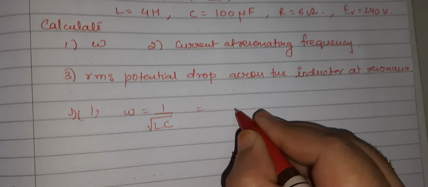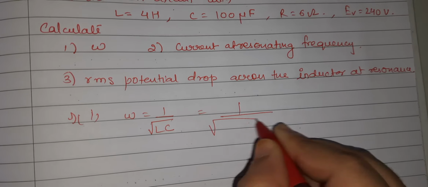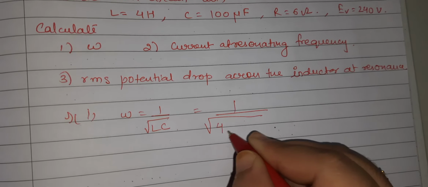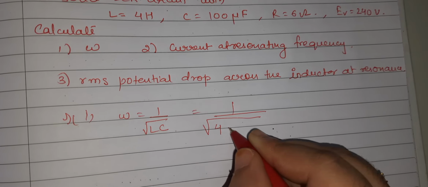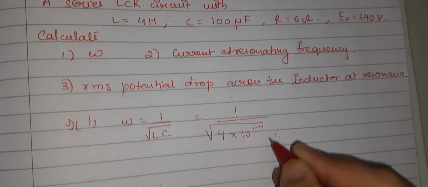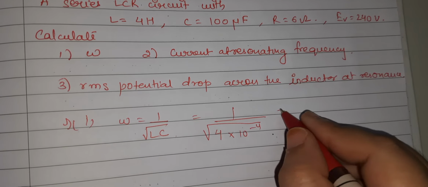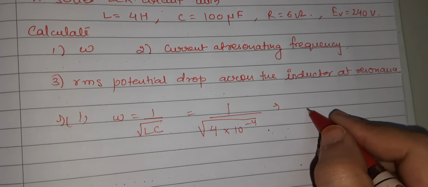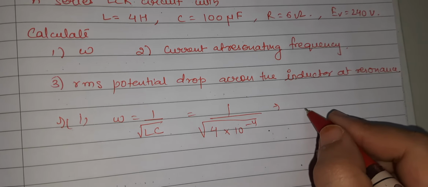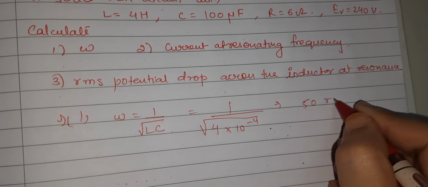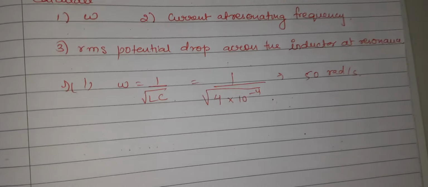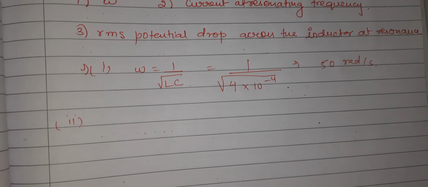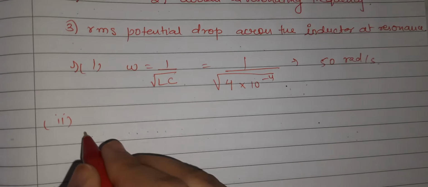So now I just have to put the values of L and C in that. Our L is 4 and our C is 100 microfarad, which can be written as 10 to the power minus 4. If I solve this, 4 will come outside and 10 to the power minus 4 will remain under root, so it will become 50 radian per second. You can solve it, take your time, and check whether the answer we are getting is correct or not.